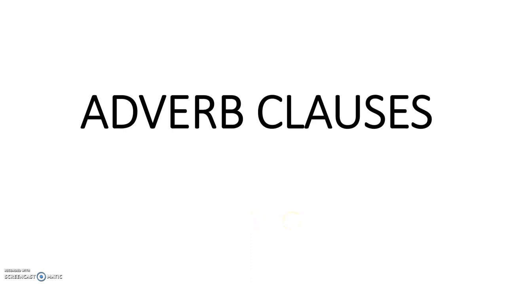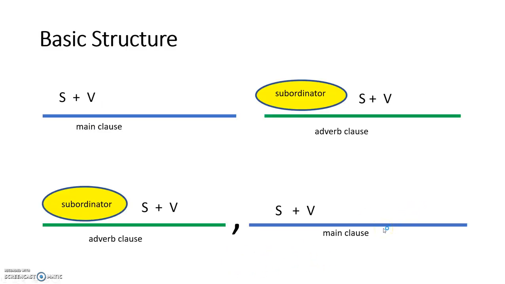Hi, this video is about adverb clauses. Adverb clauses are just one type of dependent clause. As you can see on this slide, they're all going to have the same structure, which is not difficult to catch at the beginning. Maybe the difficult part is that there are many different subordinators and there are different kinds of meanings that we can use to connect ideas.